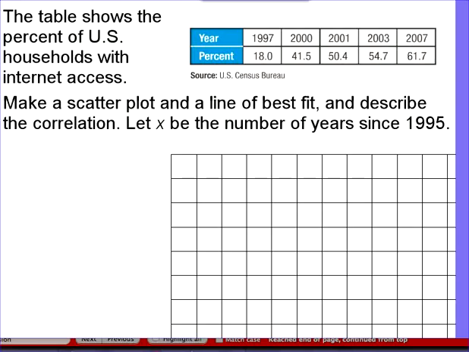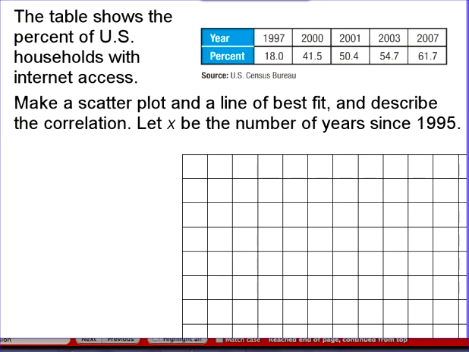The table shows the percent of U.S. households with internet access. Okay, look at that. In 1997, only 18% had internet access. Make a scatter plot and a line of best fit and describe the correlation. Okay, let X be the number of years since 1995. So X is going to be, remember, your horizontal axis.